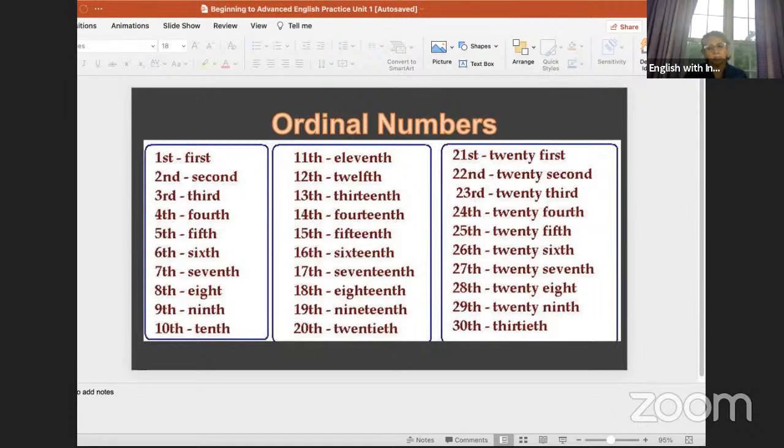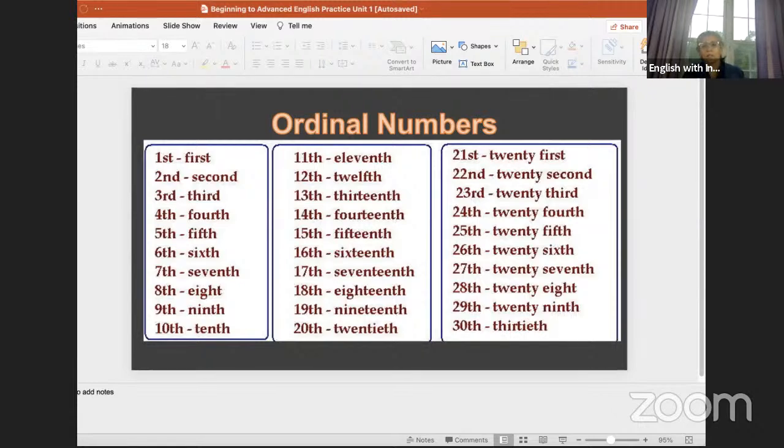Most of the time, I hope you know that we use these numbers when we are talking about people standing in a row, right? The first person, the second, third, fourth, like that. And we use this in the calendar also, right? Today, 1st October, or today is 22nd June, right? So that's the way we use these ordinal numbers.